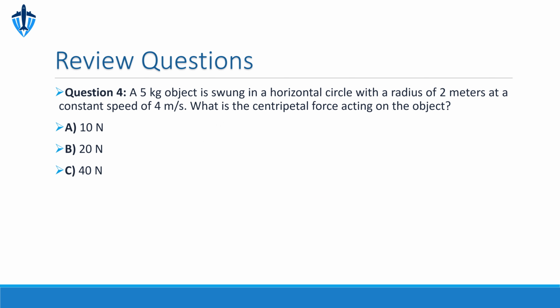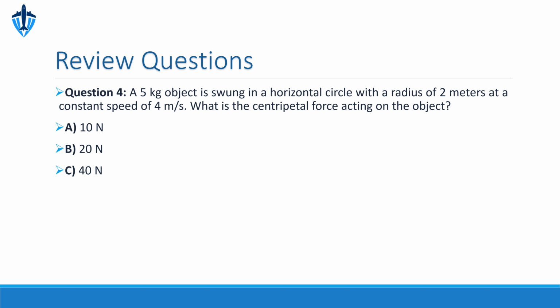Question 4. A 5-kilogram object is swung in a horizontal circle with a radius of 2 meters at a constant speed of 4 meters per second. What is the centripetal force acting on the object? A. 10 newtons, B. 20 newtons, C. 40 newtons.